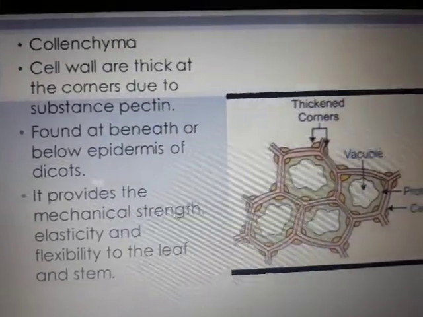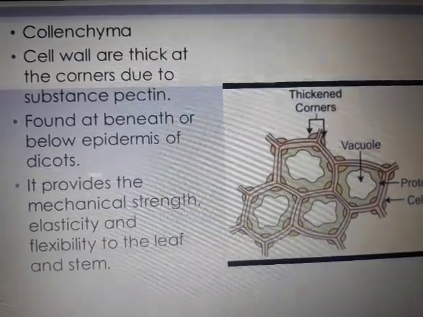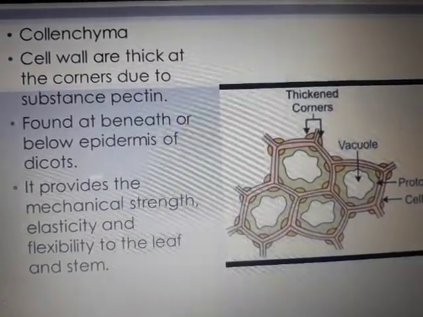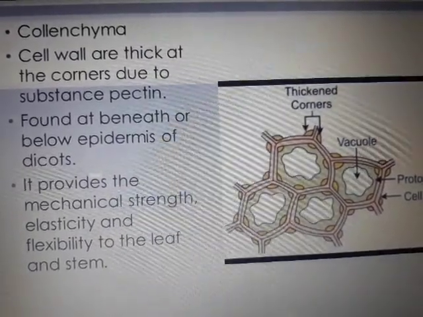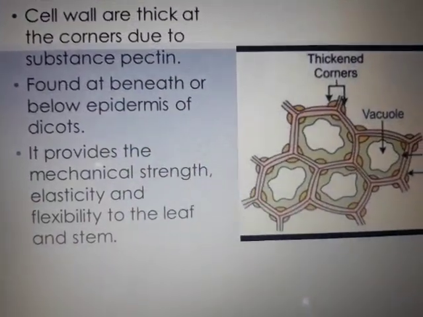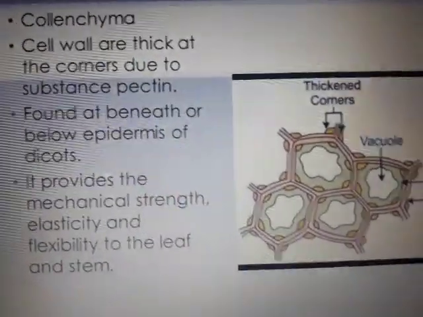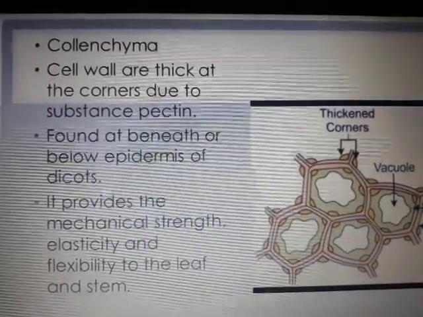The next is collenchyma. You can see they are thick only at the corners because of a substance called pectin, and they will be present at or below the epidermis of dicots. It obviously provides mechanical strength, and they give elasticity and flexibility. If you see a plant is able to move on its fixed place in case of a wind, that is because of collenchyma.